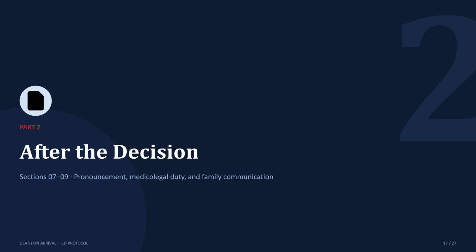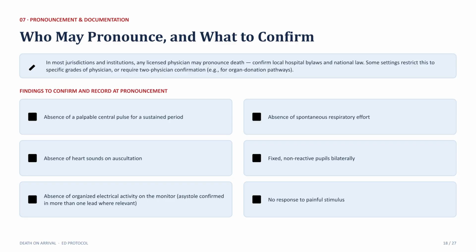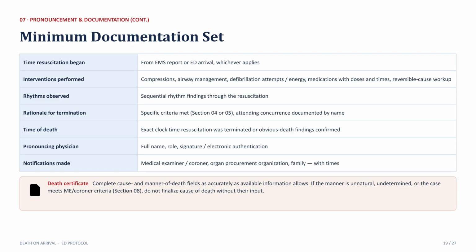Moving to part 2 of our protocol, we will discuss the steps to take after the decision to terminate has been made, focusing on formal pronouncement and legal duties. When pronouncing death, ensure you have the authority to do so per your local regulations. Confirm the clinical findings, including the absence of pulses, respiratory effort, and heart sounds. Document your findings thoroughly. This must include the time, all interventions performed, rhythm observations, the rationale for termination, and the name of the physician making the pronouncement.